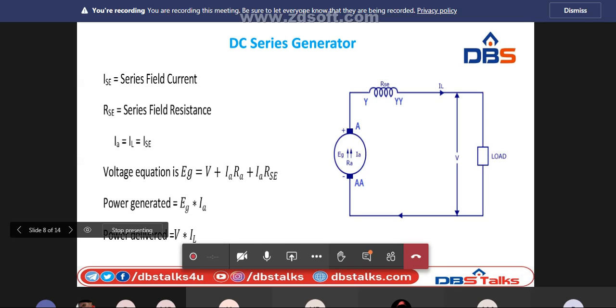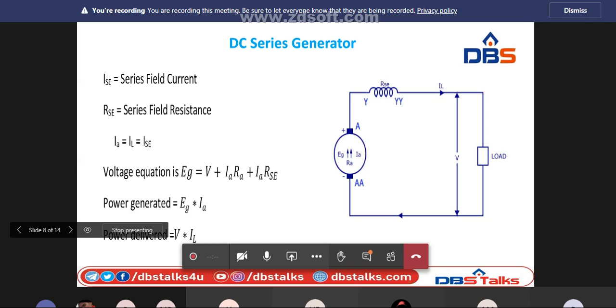Why am I putting Ia again? Because Isc is also equal to Ia. So take a common factor of Ia. Eg is equal to V plus Ia into (Ra plus Rsc). That is the voltage equation, the EMF generated equation of a series generator.